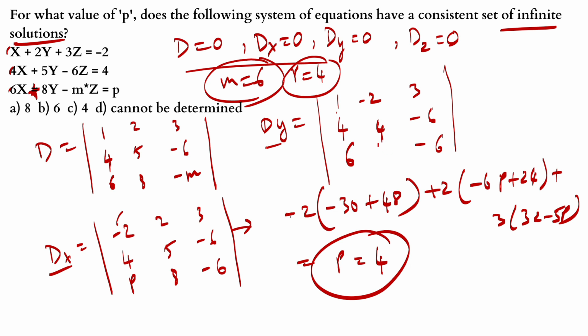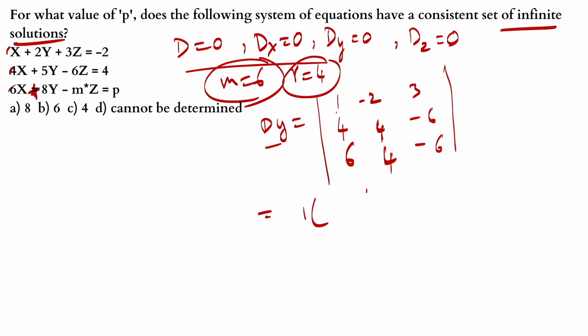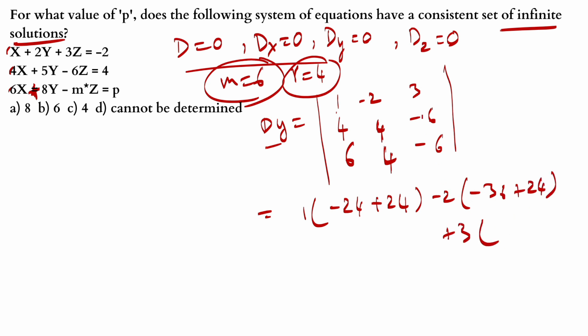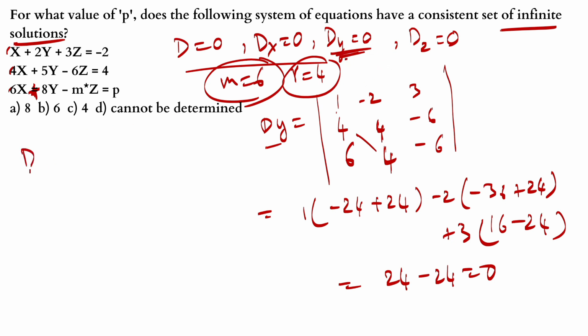Now let me erase this. So let us calculate det of y. Det of y is equal to 1 into 6 into 4, 24, minus 24, plus minus of minus plus 24, and minus 2 into minus 36 plus 24, plus 3 into 4 into 4, 16, minus 24. So this will be equal to 24 minus 24, this is equal to 0. So det of y is equal to 0, we arrived at this.